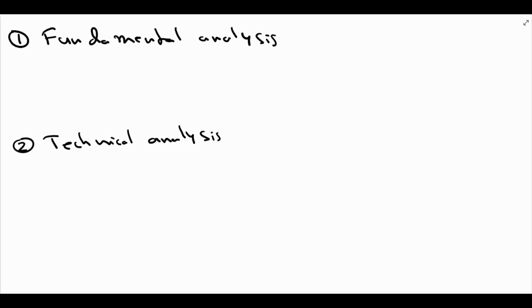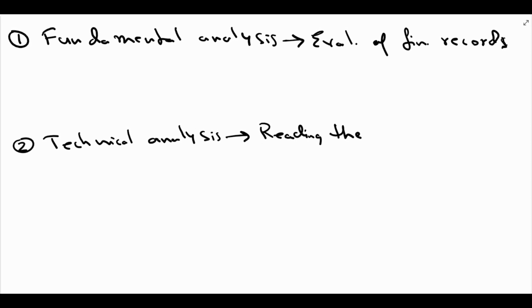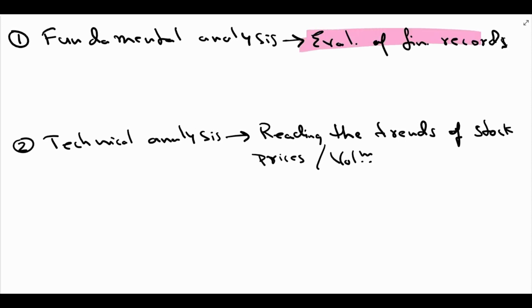Now, the ratio analysis is basically part of the fundamental analysis, and this includes evaluation of financial records, which are my books of accounts. Whereas technical analysis includes reading the trends of stock prices or volume. Now, this video is dedicated towards the evaluation of the financial records, because this is where the ratio analysis comes into picture.